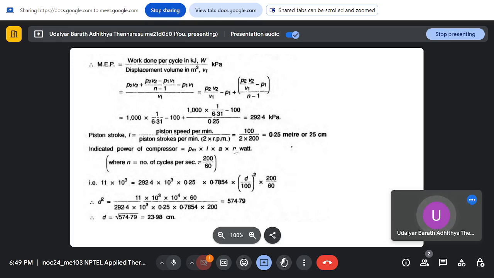The piston stroke is piston speed per minute divided by piston strokes per minute, which is 2 into rpm. So the piston speed is 100 and the piston strokes is 2 into 200. That gives you 0.25 meter or 25 centimeter.